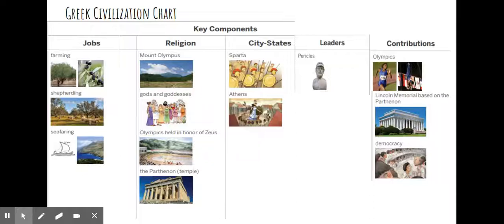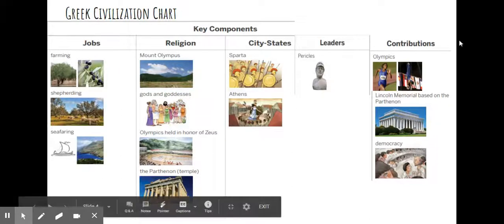And guess what? If the Greek civilizations never existed ever, we wouldn't have any of these things at all. That's crazy to think about. We'd probably be ruled by a king.